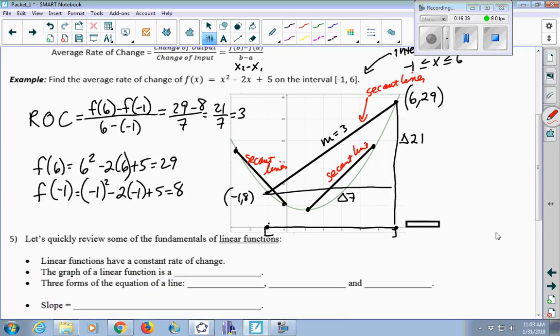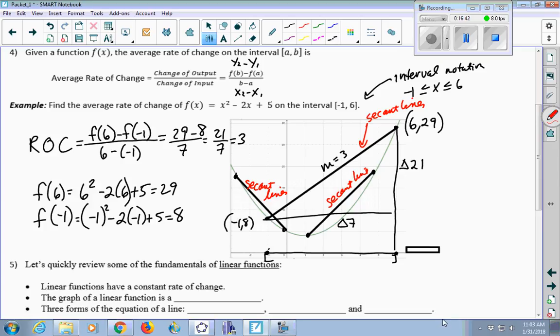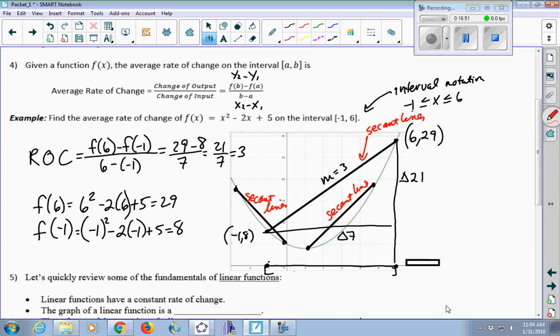Okay. All right. Everybody okay with finding the average rate of change on an interval for any kind of curve? Any questions? Mariah, you got a question? Oh, Barry, sorry. I'm going to do this. Sorry.